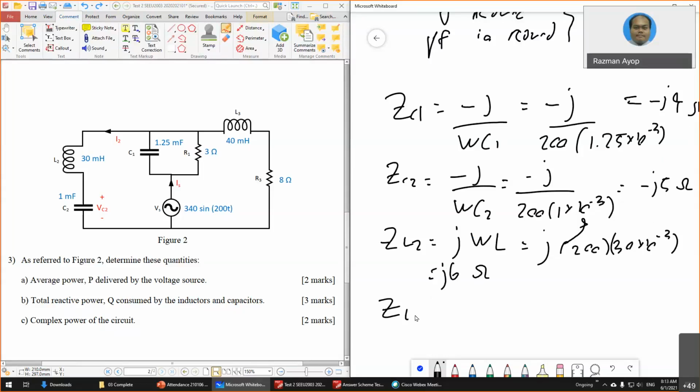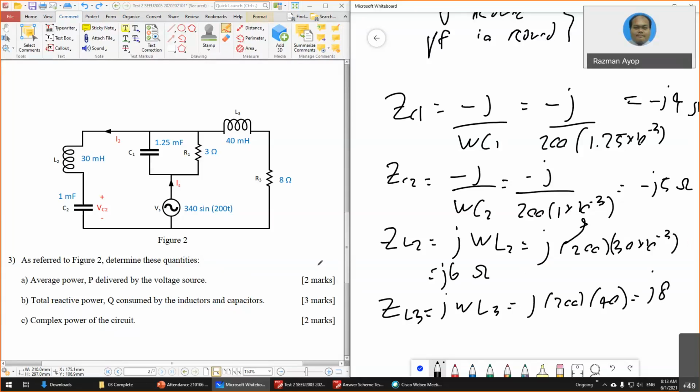Then ZL3 is equal to JWL. This one is 3, so J200 times 40 times 10 to the negative 3, you get J8.